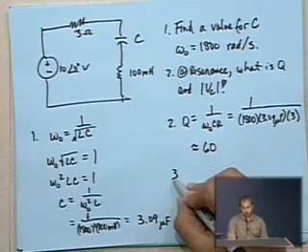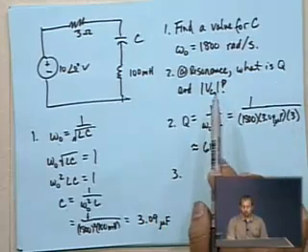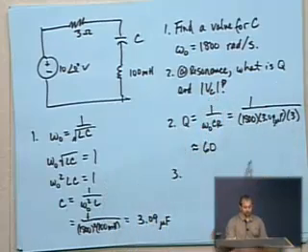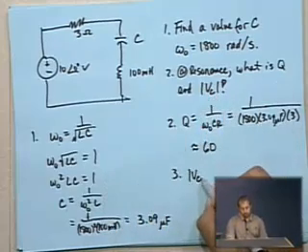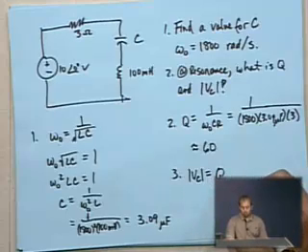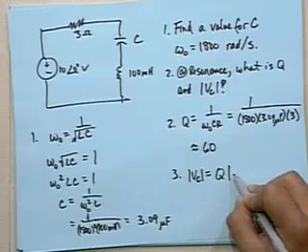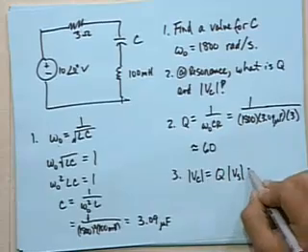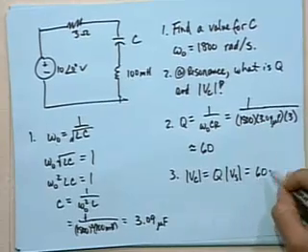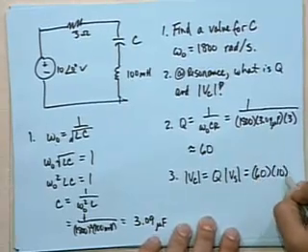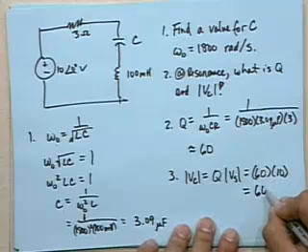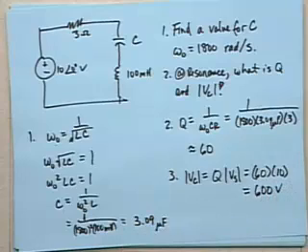So we can use our little trick to solve for the magnitude of the voltage across the capacitor. The magnitude of that voltage will equal Q times the magnitude of the source voltage, which is 60 times 10, or 600 volts.